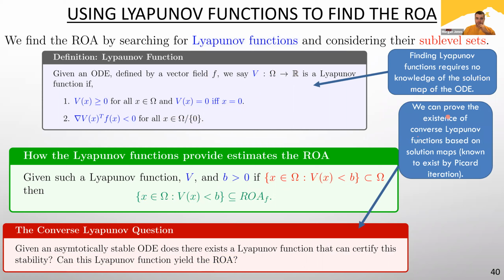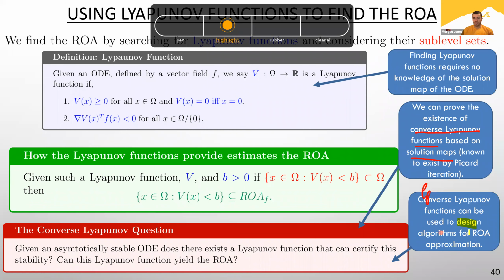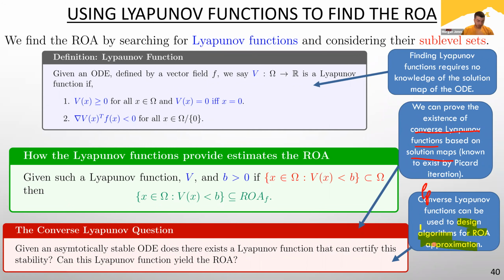So we can try and prove the existence of converse Lyapunov functions by constructing them based on the solution map rho f that we know to exist. And then after we prove that they exist, we can design algorithms to search for them, and then approximate the region of attraction using them.